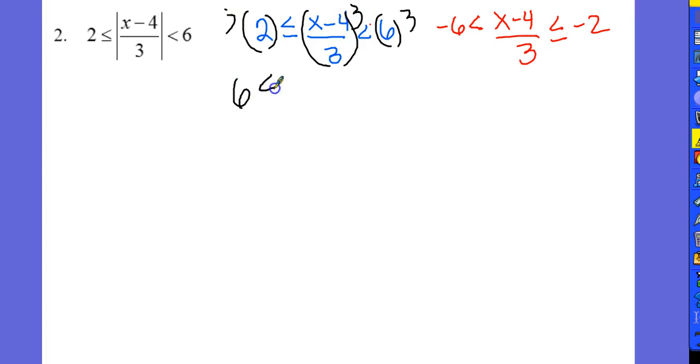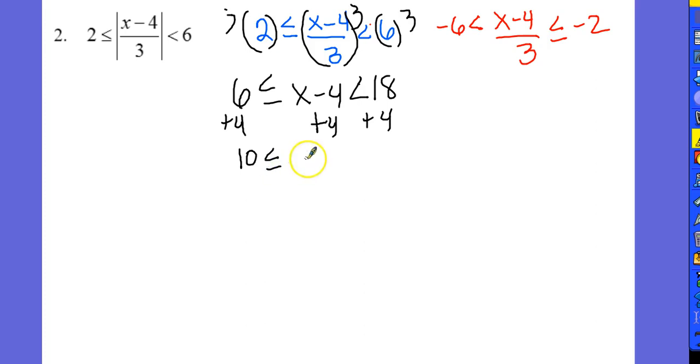So we get 6 is less than or equal to x minus 4 is less than 18. You with me? Yes? No? So that's 10 is less than or equal to x is less than 22. Do you have that in your graph? From 10 to 22? Guess what I'm going to get when I solve the negative version? Negative 14 to negative 2.